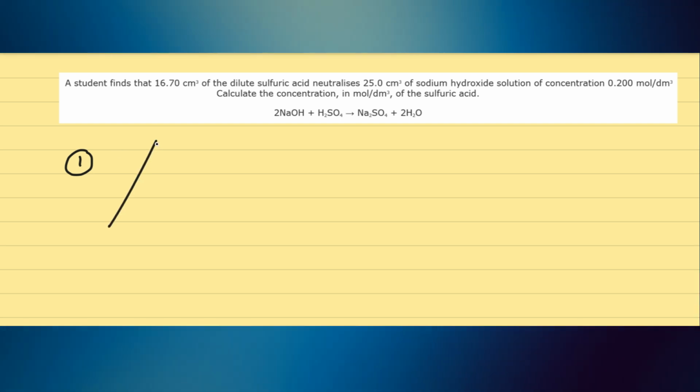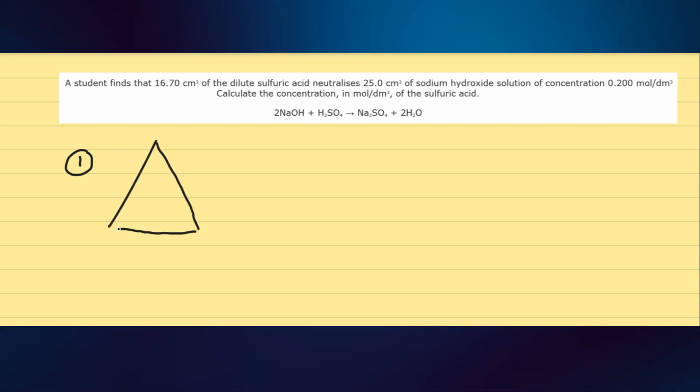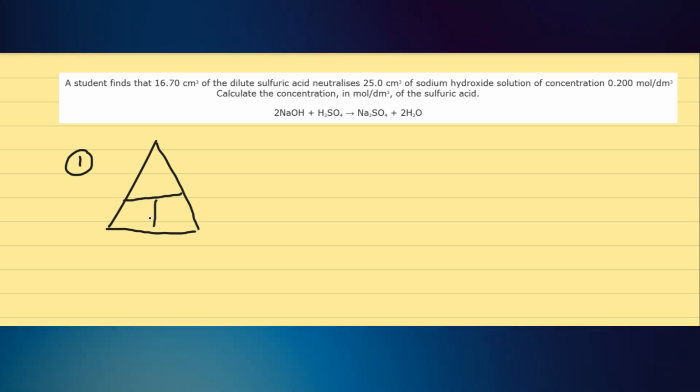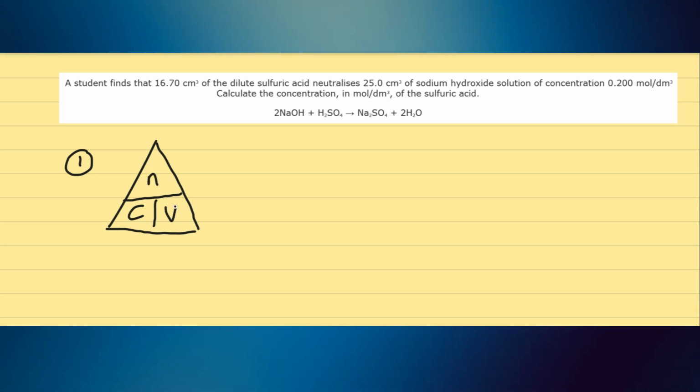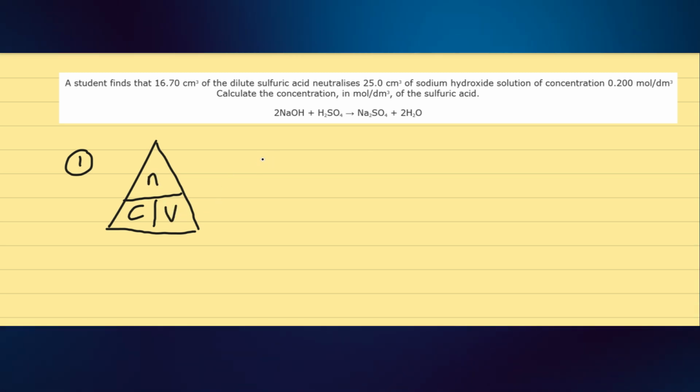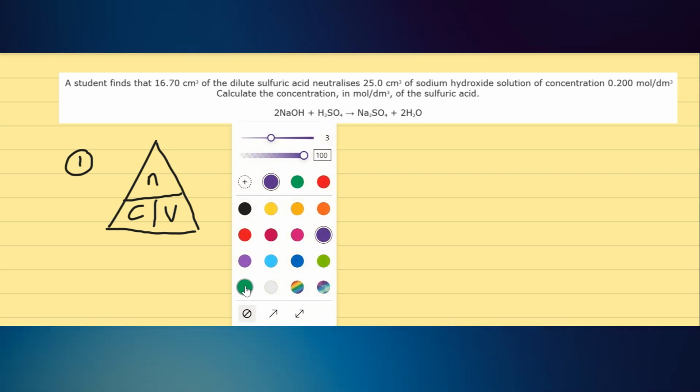Well, if I have volumes and I have concentrations and I have moles, I'm going to draw myself out my triangle. It's a bit of a rough triangle. Apologies about that. Concentration, number of moles, and my volume there. Okay, I'm dealing with that triangle. That's what I'm using, that formula. Okay, so we're thinking formula.